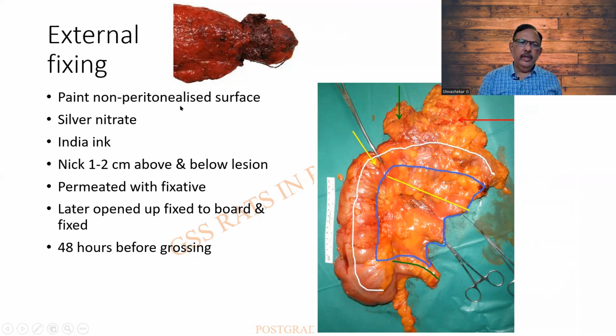Usually the non-peritonealized surface is painted with silver nitrate or India ink, and a nick is made below the incision. When there is a bulk of tumor, what we do is usually make a nick above the tumor and below the tumor, and with a wisp of cotton, there is a filling with formalin for fixation. Later, it can be opened up and kept on a cardboard for complete fixation.